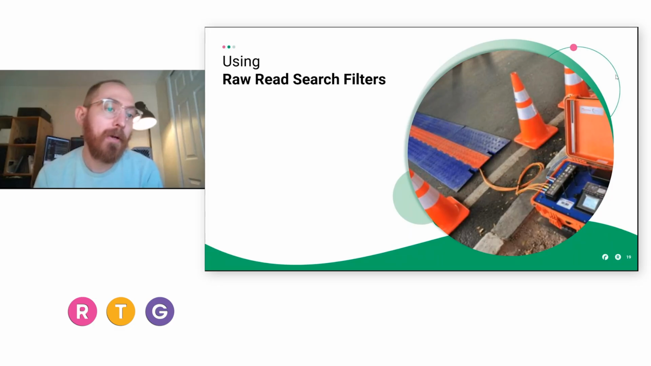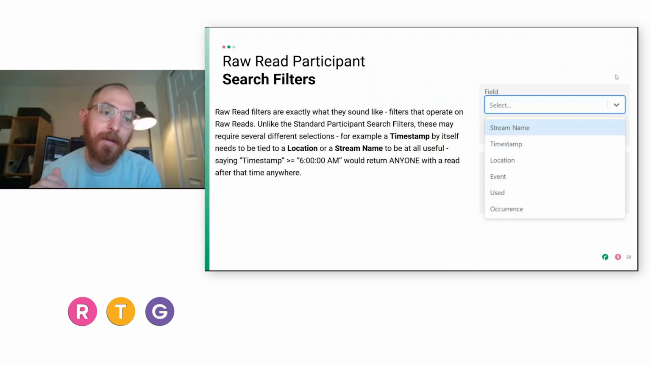Next, we're going to talk about using the raw read search filters. So the next area in data checks and data actions is actually using raw read search filters. What these do is they actually look at chip data for participants. So they're not looking at the participant data, the registration information, and so on. They're looking at the reads for that participant. So you can select based on a timestamp time, a location, event, whether that was used, and which occurrence it was. So you've got to be pretty careful when you're doing these raw read search filters.